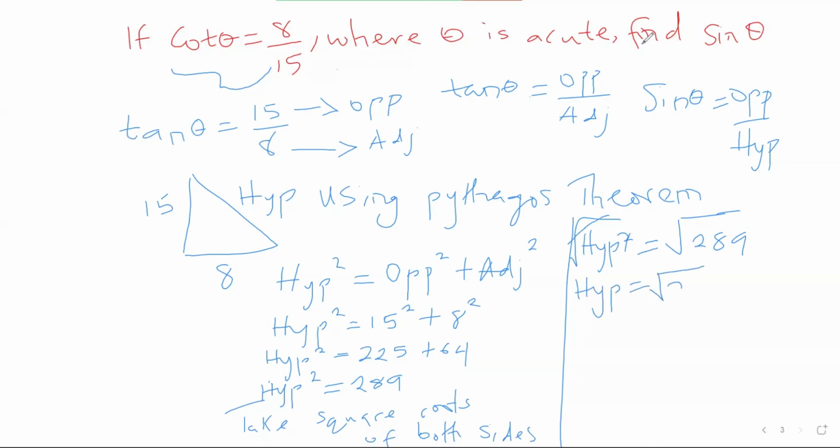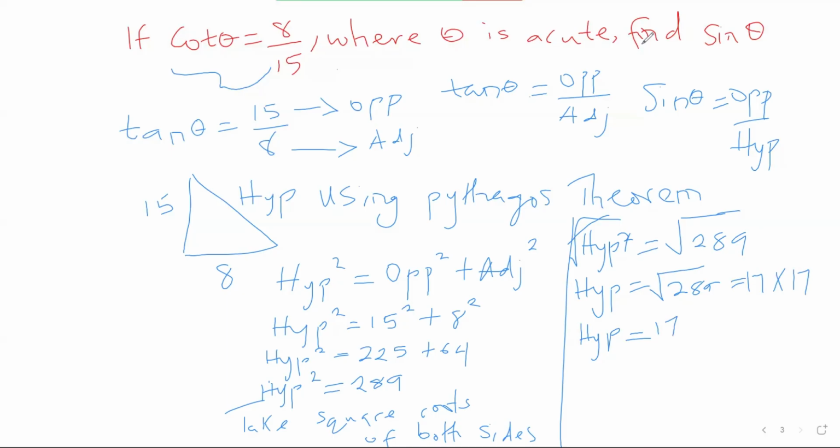So what is going to be the value of the square root of 289? Two numbers that we can multiply to give us 289 are 17 times 17. So that means our hypotenuse is going to be 17. Okay, so we are not done with the question.